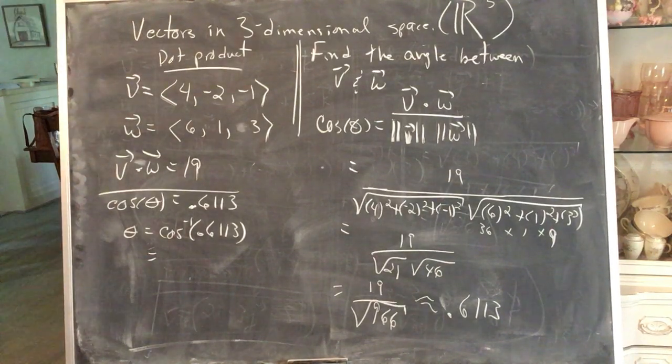And so cosine inverse of that, I don't have that. So let's try that again. Cosine inverse of 0.6113 is approximately 52.3 degrees.